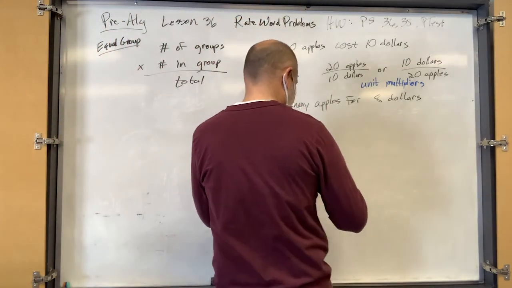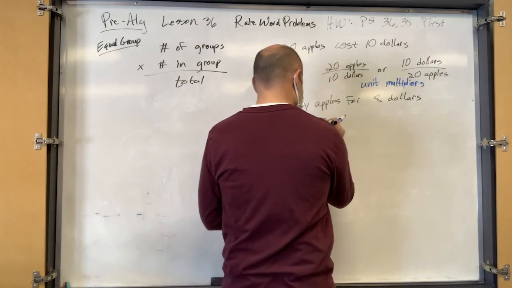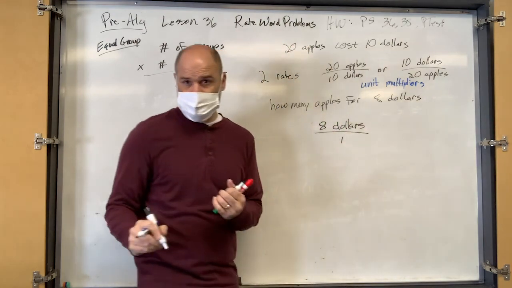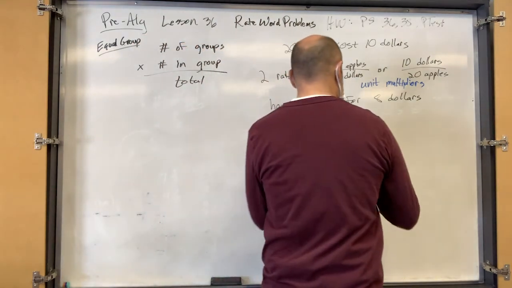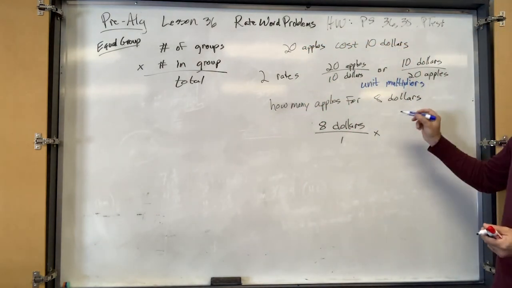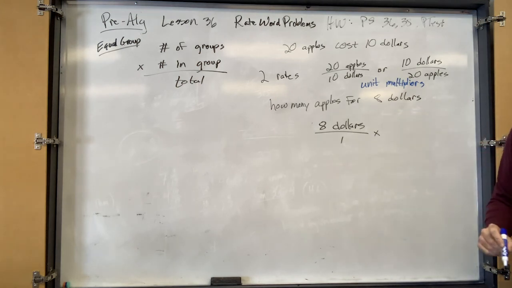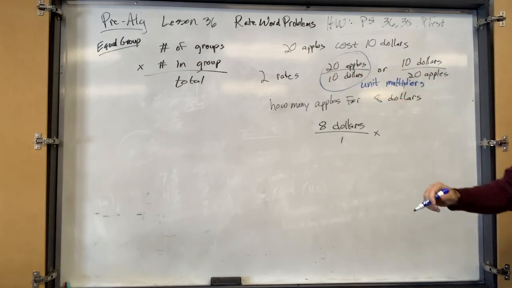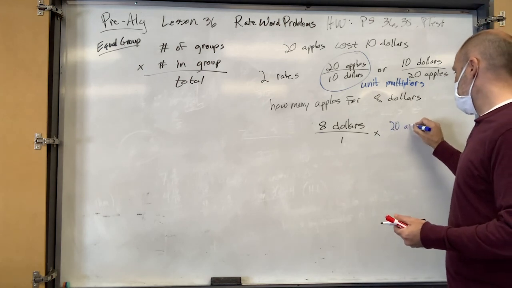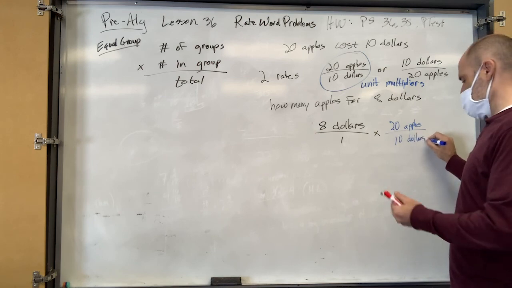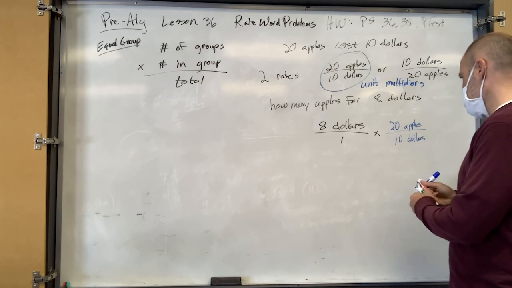So if I wanted to do that, I could follow the steps to unit multipliers. Look, $8, first step is I'll put that over 1. And then I have to choose a unit multiplier that will cancel that first label. So which one will cancel the dollars on top? The first one or the second one? First one, because see, if the dollars are on the bottom and this dollar is on the top, it'll cancel. So 20 apples over $10. So the dollars cancel.